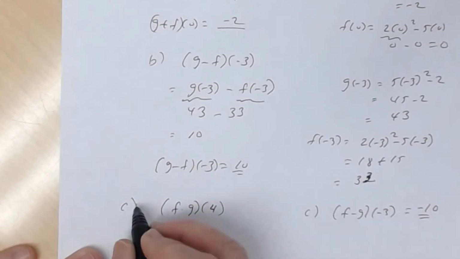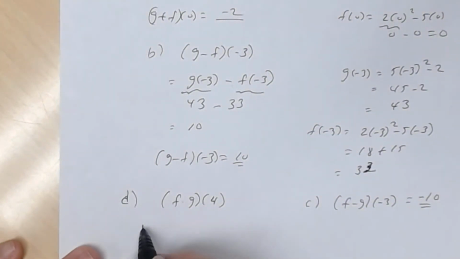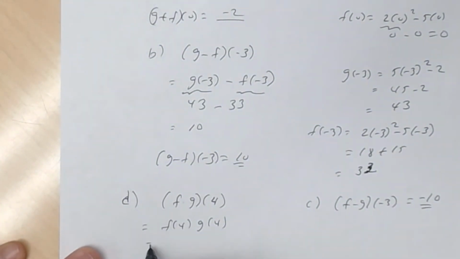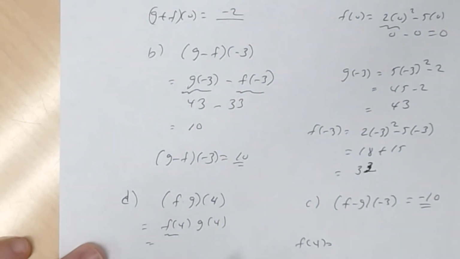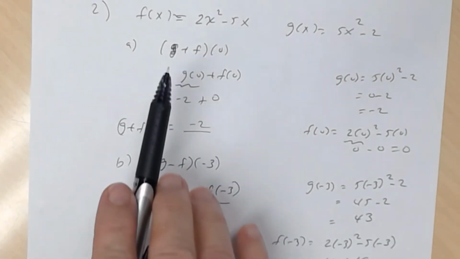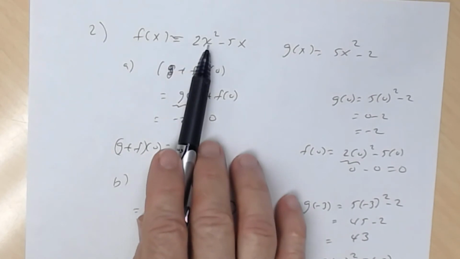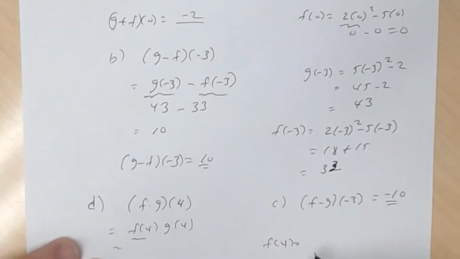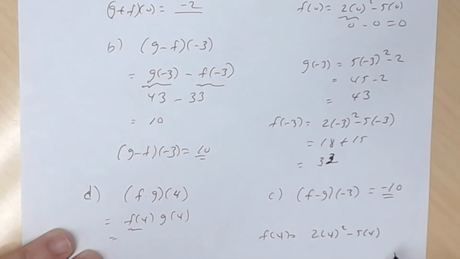All right, let's go back to, and let's call this D now. So D, f times g at 4. Well, by definition, that means f of 4 times g of 4. Well, we got to find f of 4 first. So let's go off to the side and figure out what f of 4 is. So remember, make sure you go into the right one because you can easily mess up. So f of 4, I got to go to my function f, means wherever you see the variable x, I substitute 4. So it'll be 2 times 4 squared minus 5 times 4.